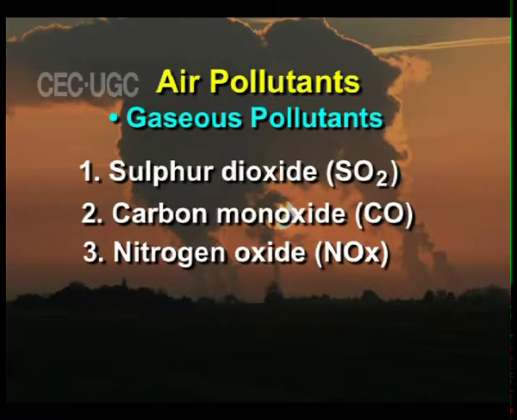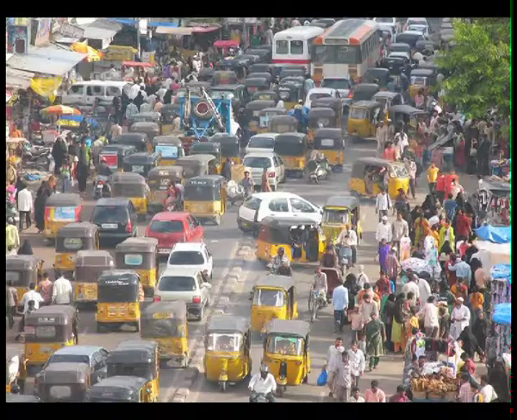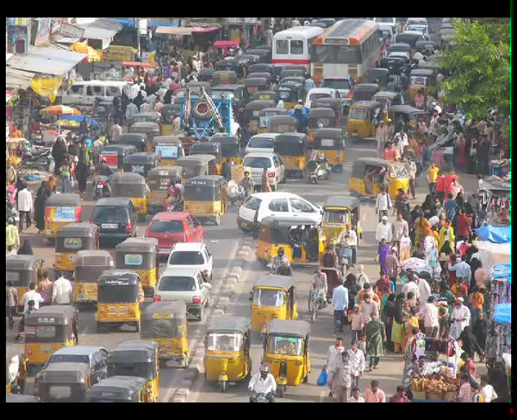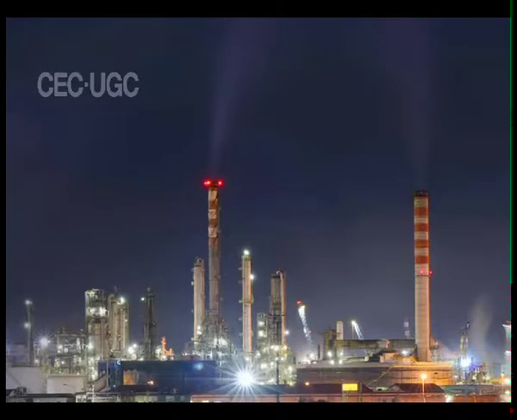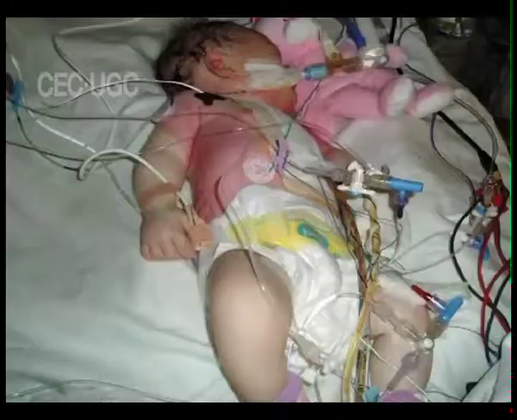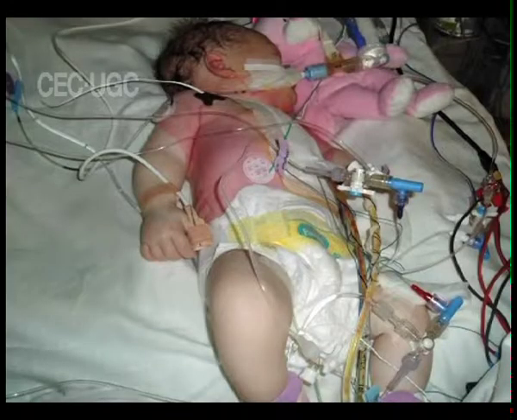Then nitrogen oxide. Nitrogen oxide is the major component of oxides of nitrogen. It is produced when fuel is burned in motor vehicles, power plants, industrial boilers and other sources. NOx can make children susceptible to respiratory diseases during winters.